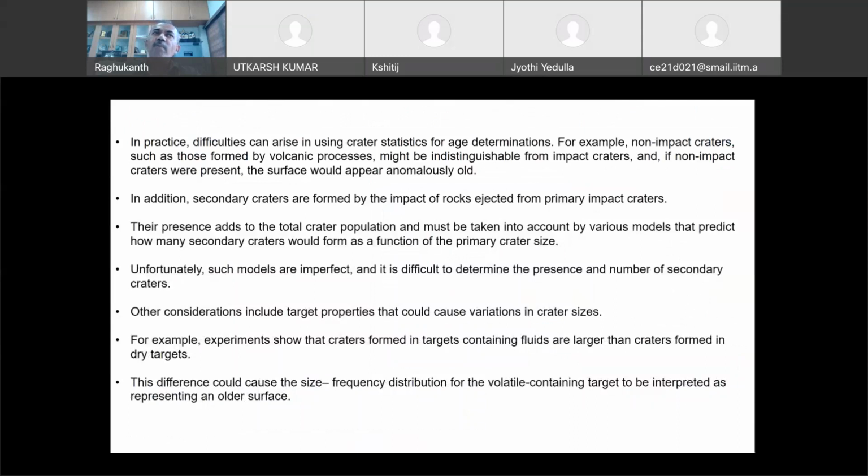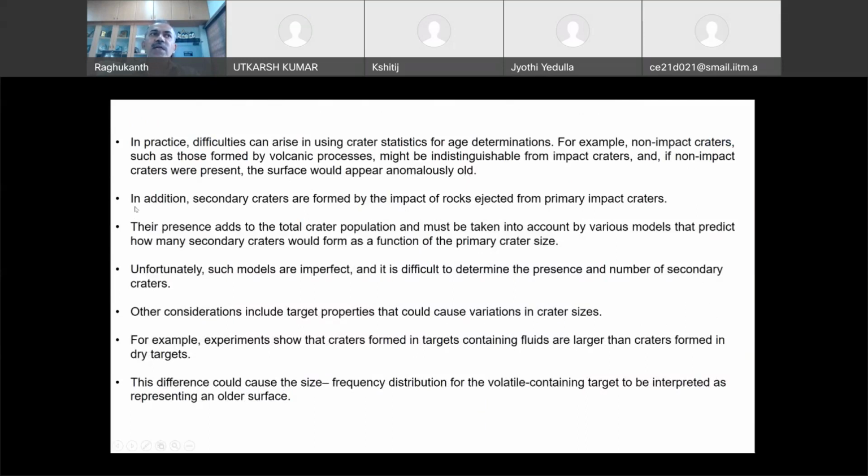But sometimes these types of craters do get formed by volcanic processes also. So if you mix volcanic craters with impact craters, you will have some kind of bias, and other issues will come up. And of course, if there are so many volcanic craters, then the surface would appear very old also. This is a big challenge.